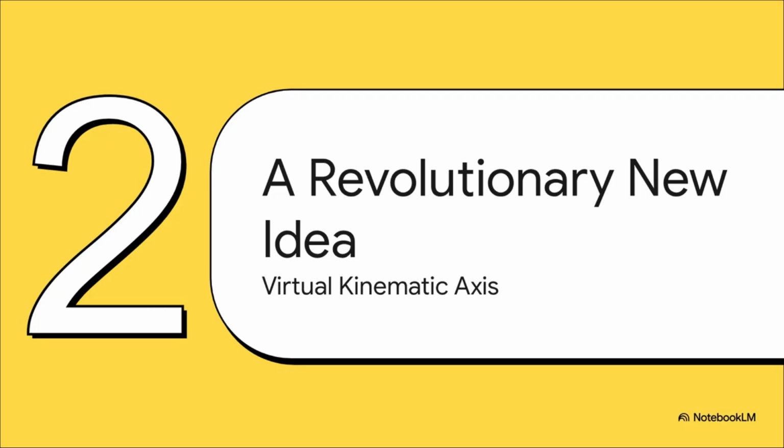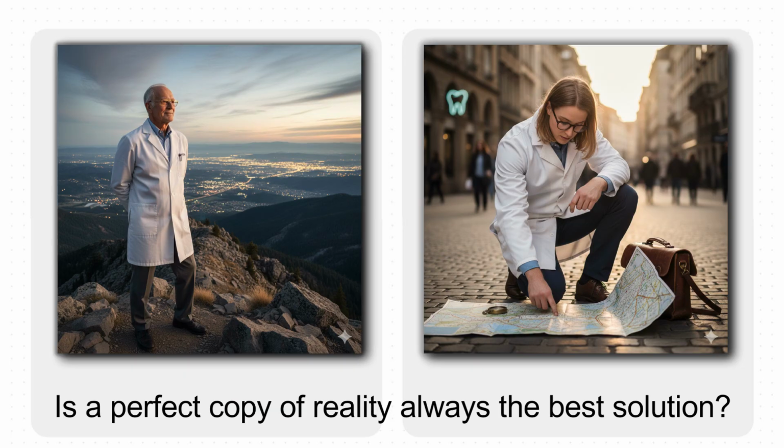And that limitation, that fundamental problem of just guessing, is what led to a totally new way of thinking. So in part 2, we're going to look at this revolutionary new idea, the virtual kinematic access. This isn't just an upgrade, it's a total shift in philosophy. So let's start with the big question right up front. What if trying to make a perfect one-to-one copy of reality isn't actually the smartest way to understand it? What if a simpler, more elegant model, a smarter map, could actually get you a better result than a perfect recreation of the territory itself?